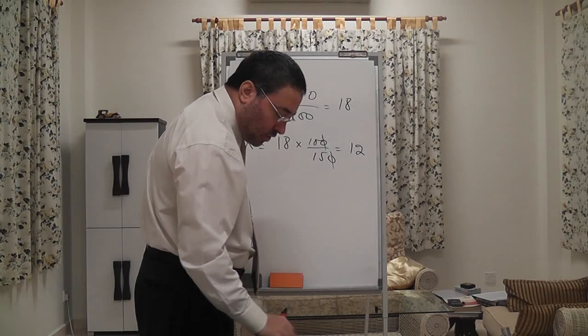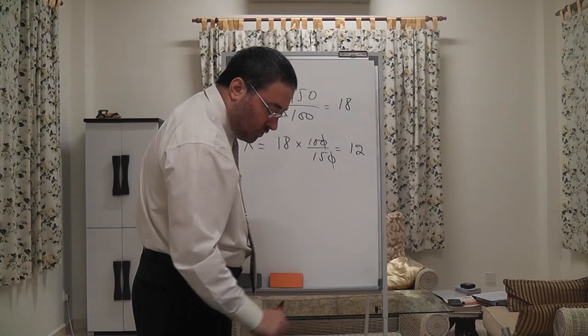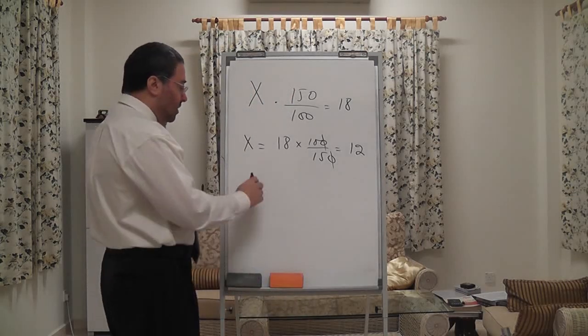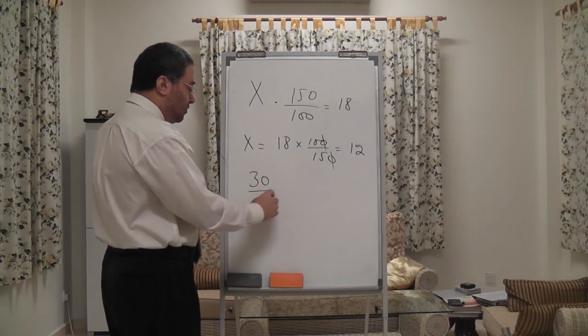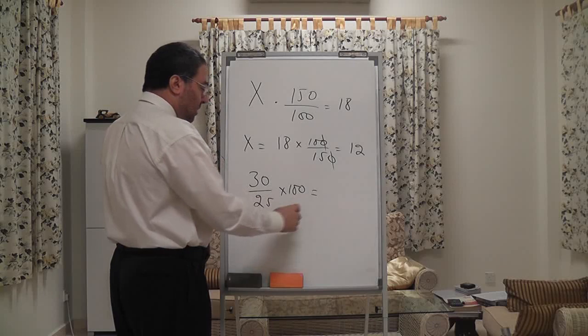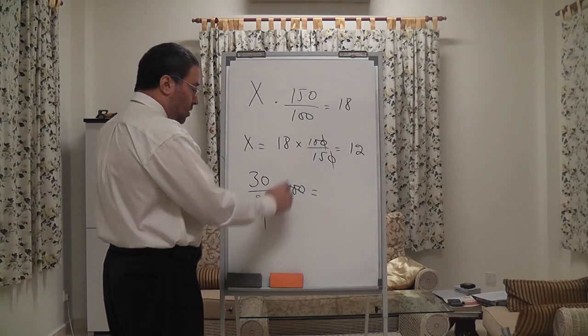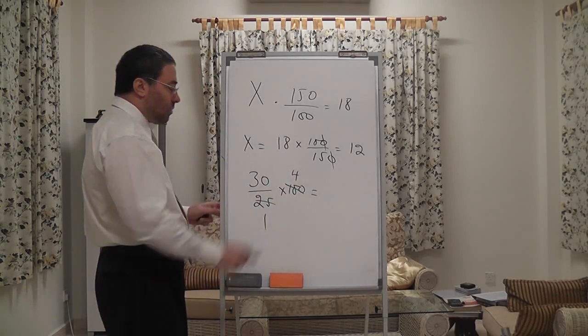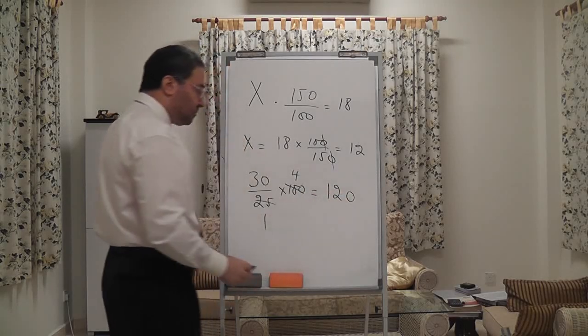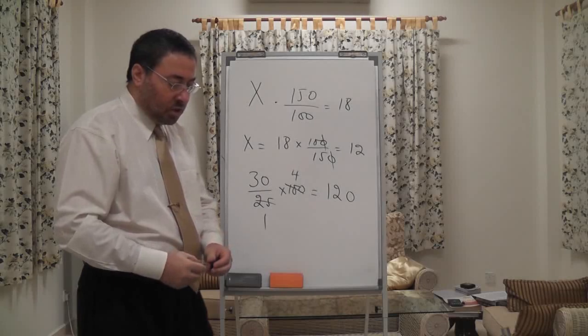Number 18, 30 is what percent of 25? Here we are comparing 30 to 25. In percentage form, we multiply by 100. This cuts with this, 1, 4, and we're multiplying 4 times 30, and that's 120. And with this, we come to the end of this session.